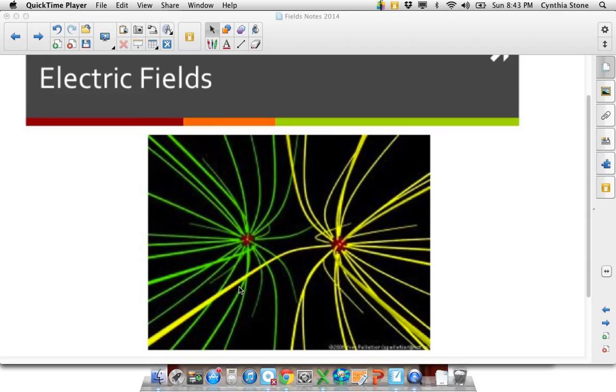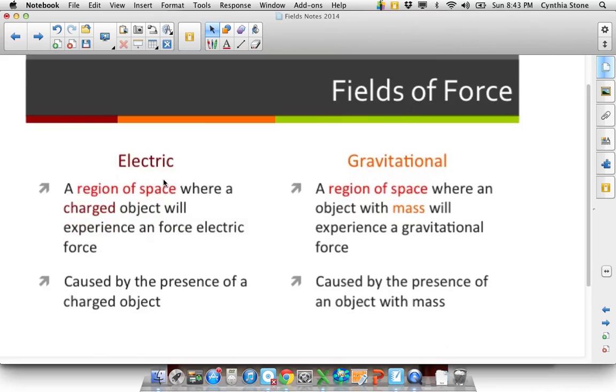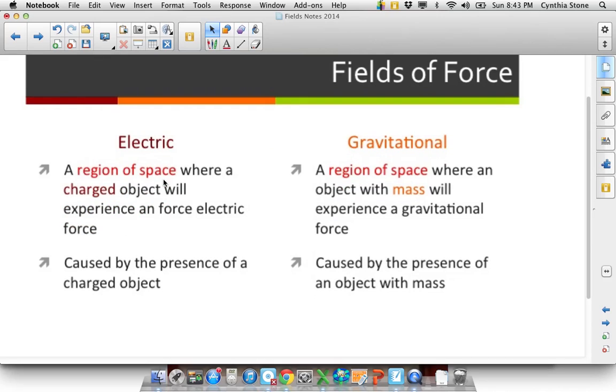And certainly if you put your iron filings over your magnet and you got to see them, well, it's kind of the same thing with electric fields, but we'll talk more about it as we go along. So we talk about fields of force, and I'm trying to draw the parallels constantly between electric and gravitational. Electric field, force field, it's a space, right?